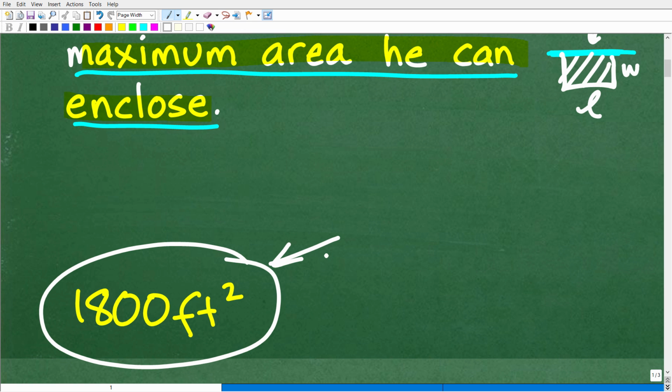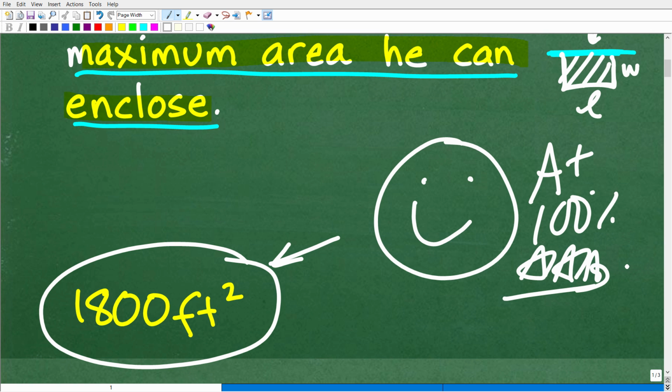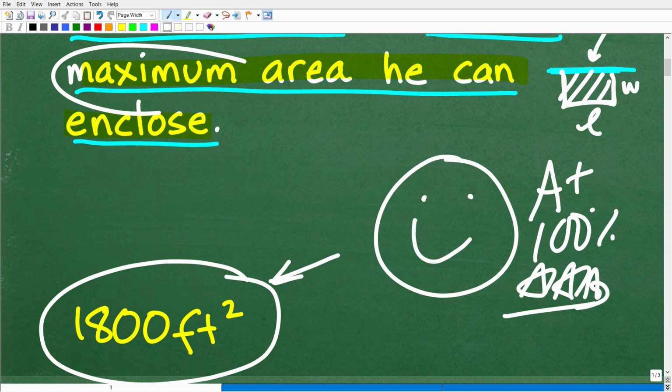All right, now if you got this right, that is super impressive. Matter of fact, I have to give you a nice little happy face, an A plus, a 100%, and multiple stars. So you can tell your friends and family that indeed you are a certified professional expert in finding the maximum area, or really figuring out an optimization problem.